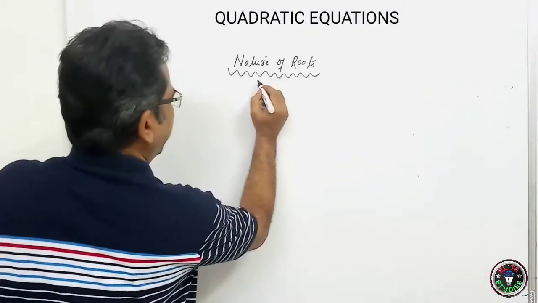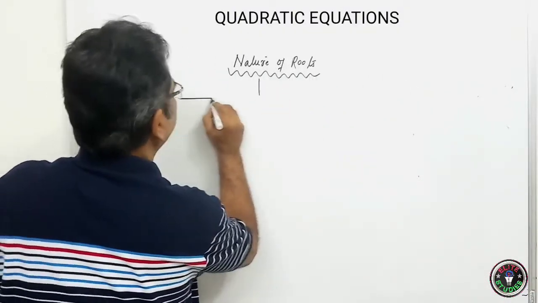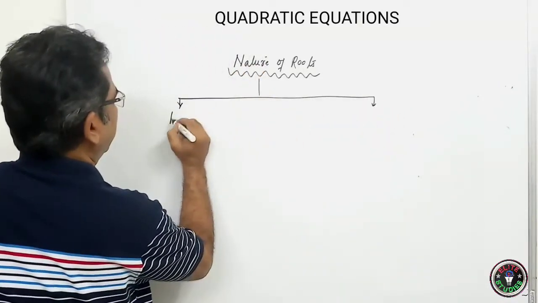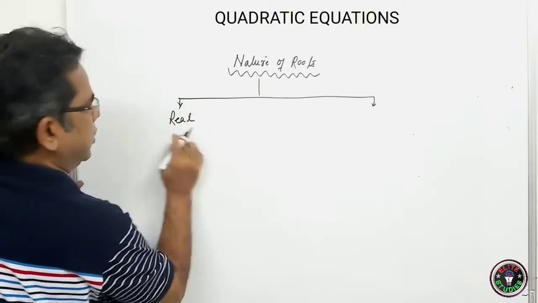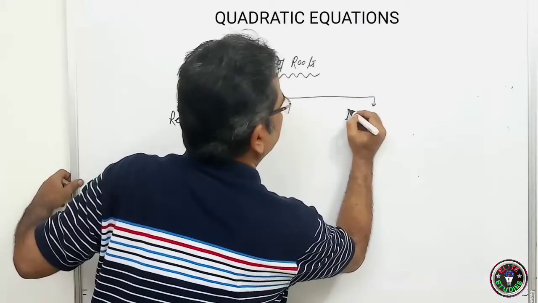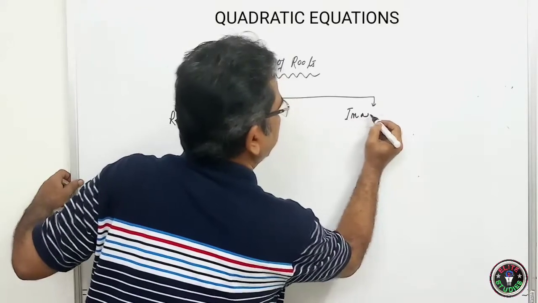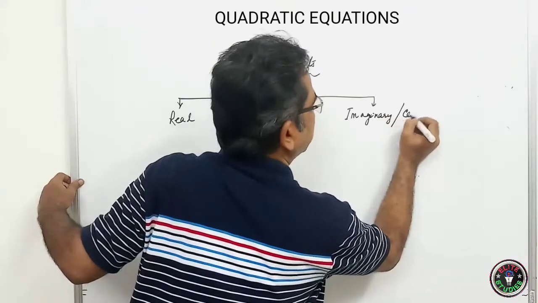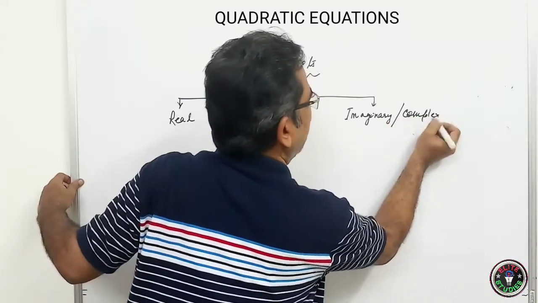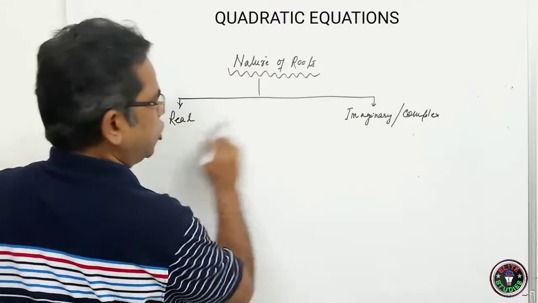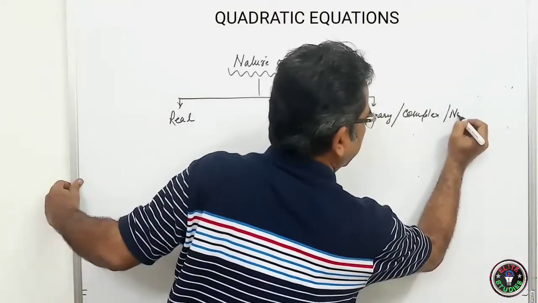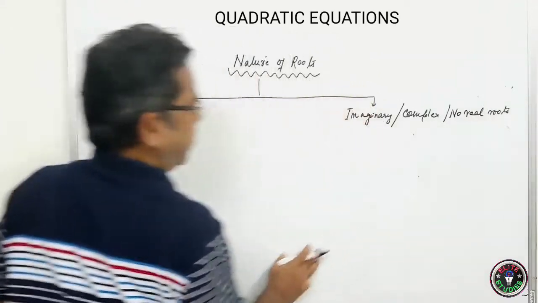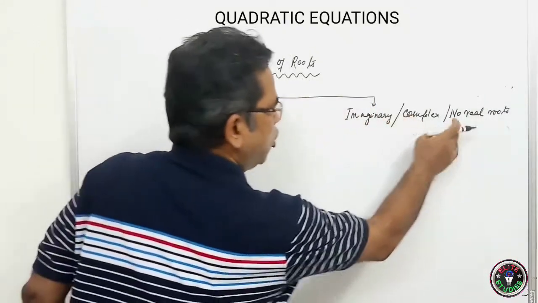Now here, nature of the roots. First is real roots. And here it will be imaginary, or not real, or complex. Or you can say no real roots. Either you say imaginary roots, complex roots, or no real roots.